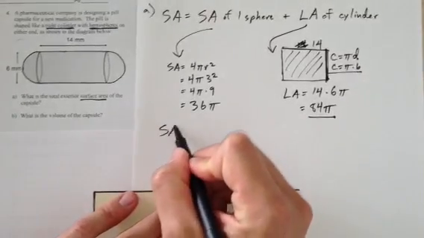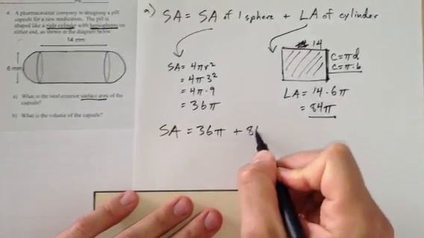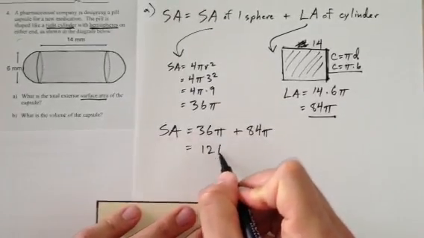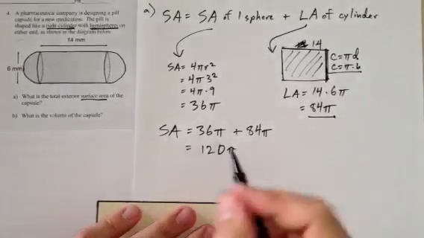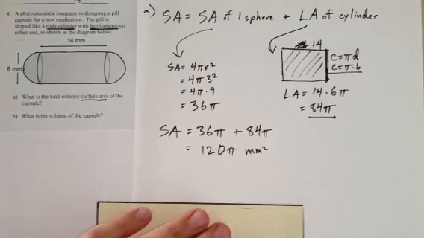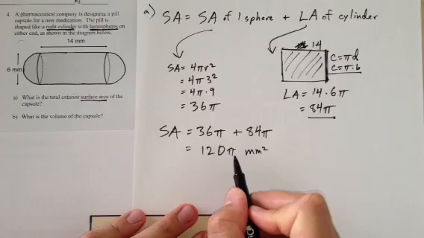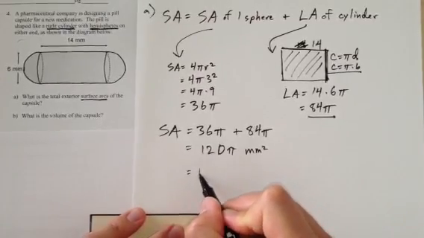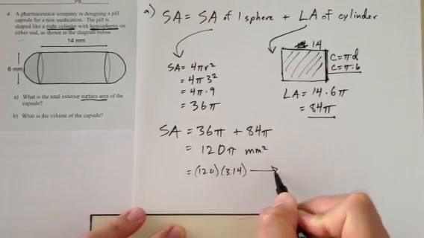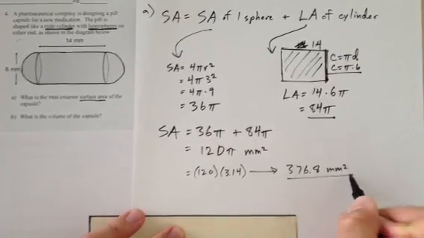So my surface area of the entire capsule equals 36 pi plus 84 pi. When you add those together, you get 120 pi. The units are square millimeters, because we're dealing with area. If we want to get a decimal, we multiply 120 times 3.14, and we get 376.8 square millimeters.